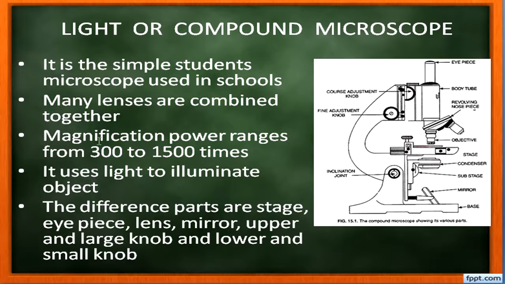So, the magnification power of the light microscope is about 300 to 1500 times. Resolution capacity or magnification power is what we tell: how many times it can be made bigger. So, that is 300 to 1500 times.